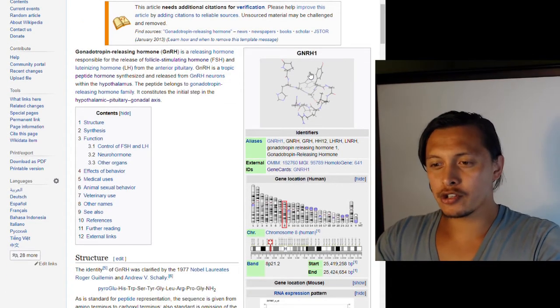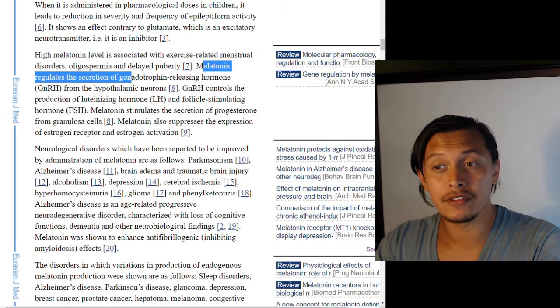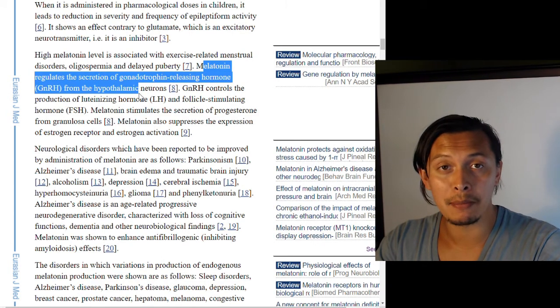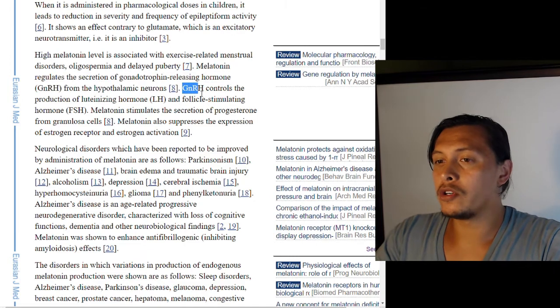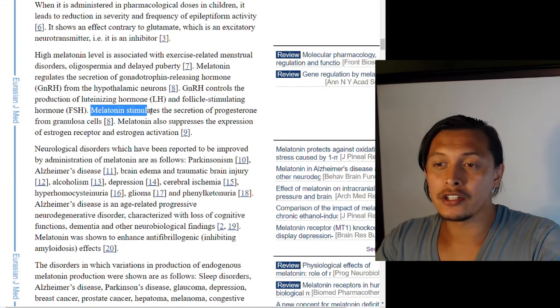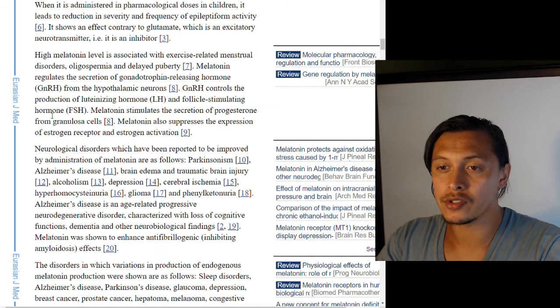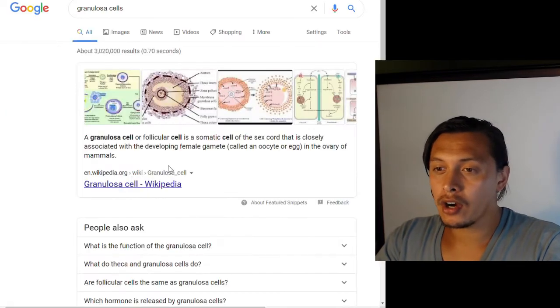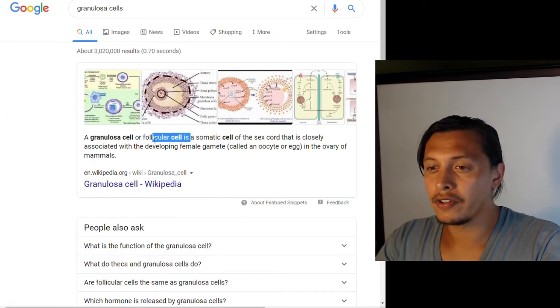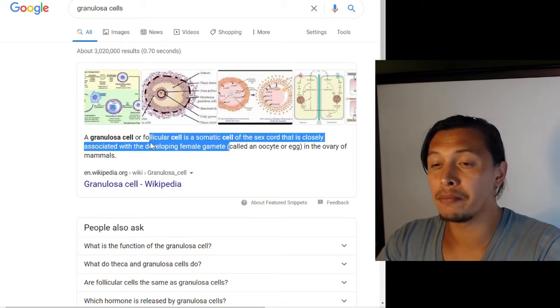So that is gonadotropin-releasing hormone. Melatonin regulates the secretion of this gonadotropin-releasing hormone from the hypothalamic neurons. GnRH controls the production of luteinizing hormone and FSH, and melatonin stimulates the secretion of progesterone from the granulosa cells. So what are the granulosa cells? Well, these are the follicular cells that are closely related to the developing female gamete.